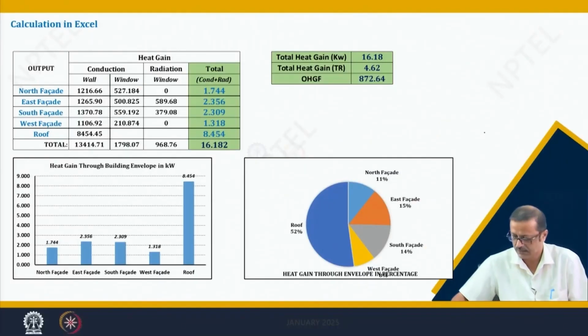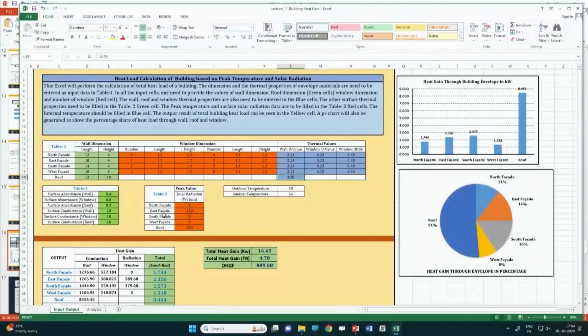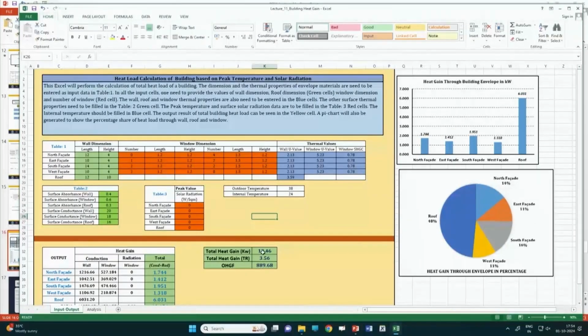So, we can see in the Excel, I have given the facade data. For that it is now 16.51. If I do not give these values, if I put all these values as 0, 0, 0, I will get 12.48 or so. So, only for the conduction I am going to get the values.